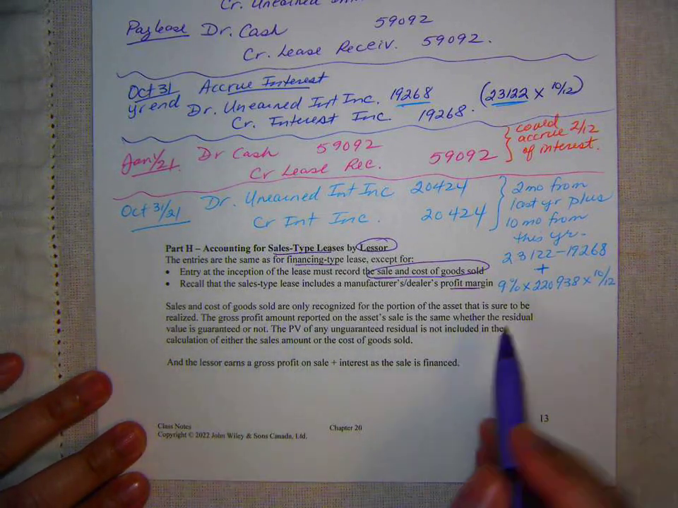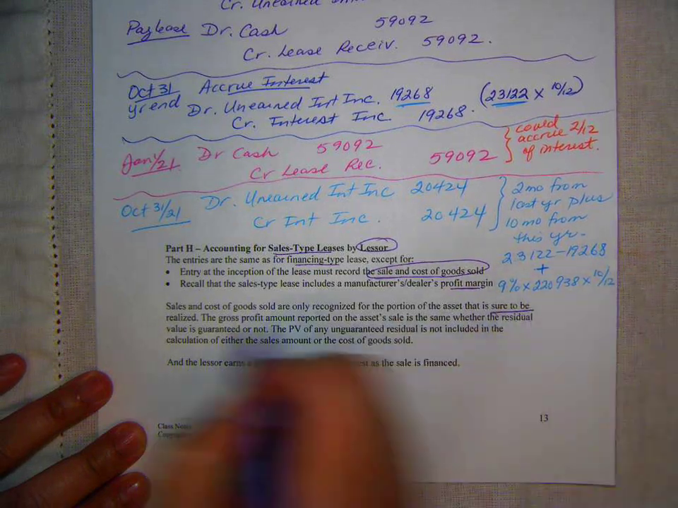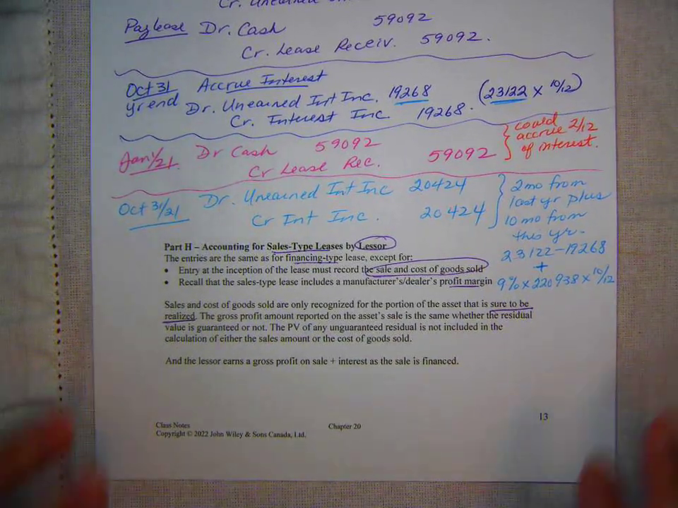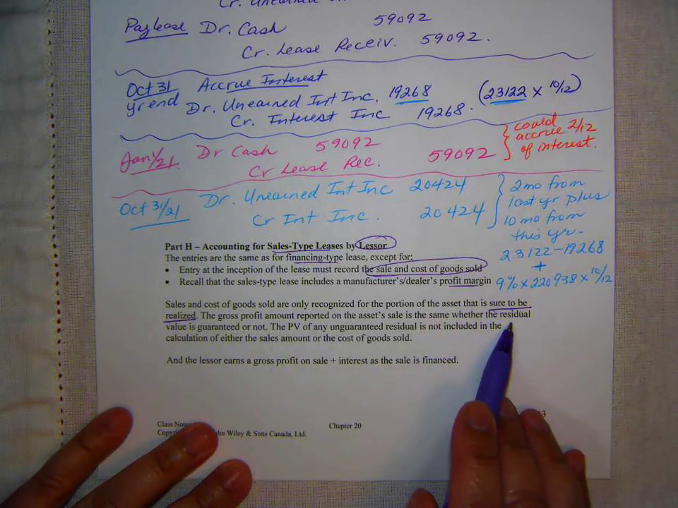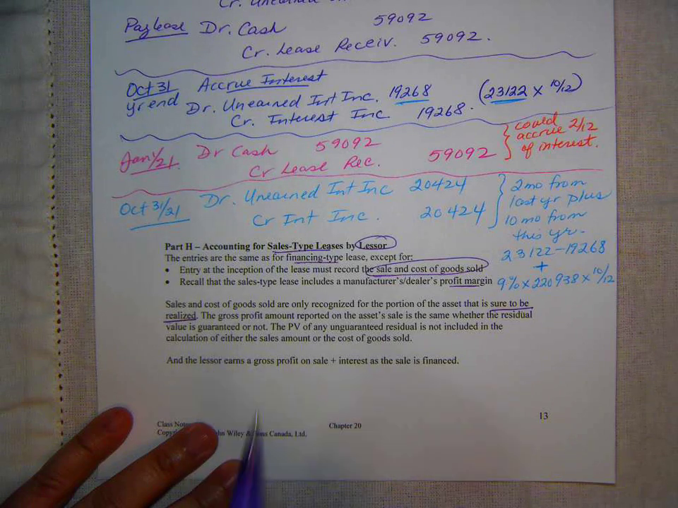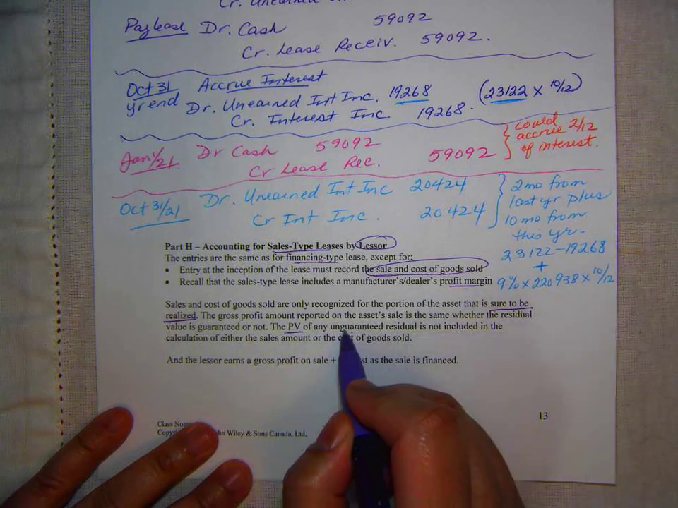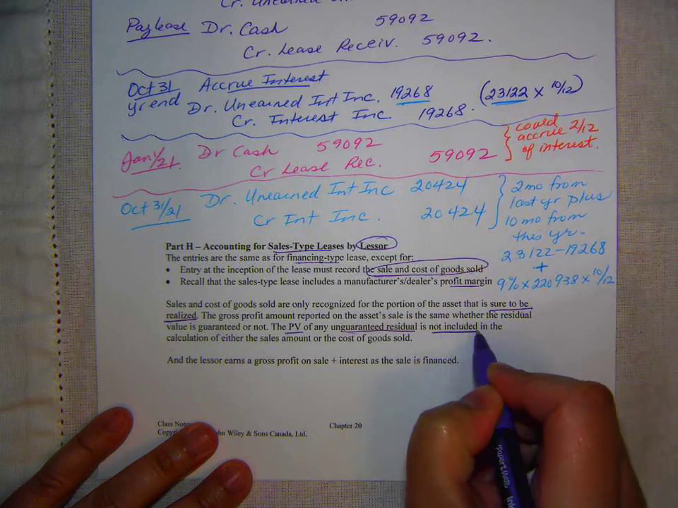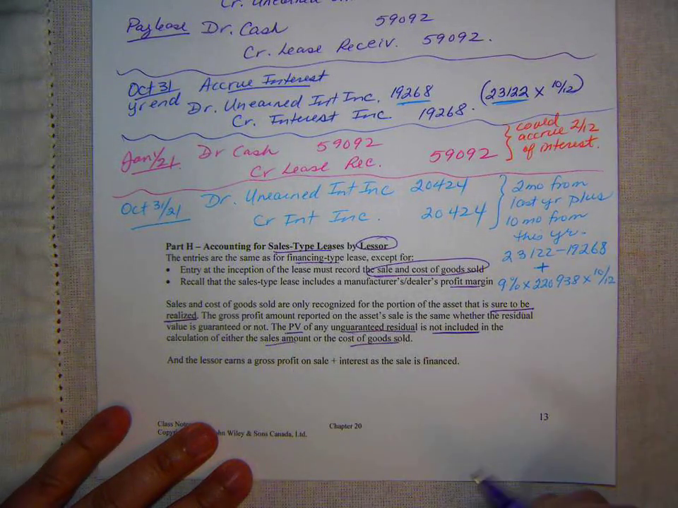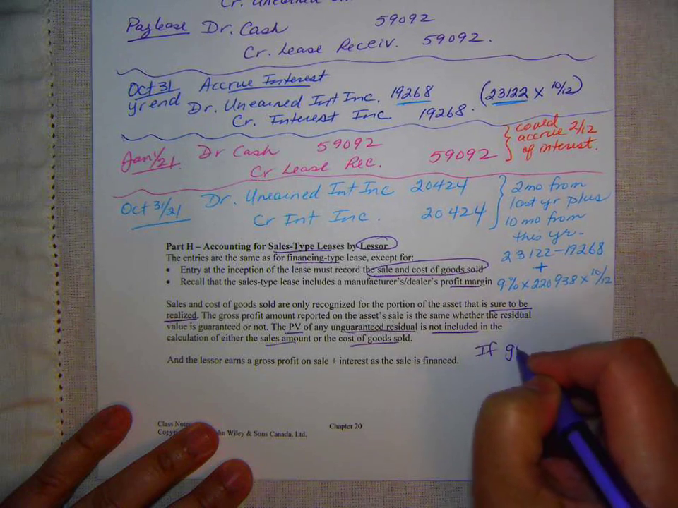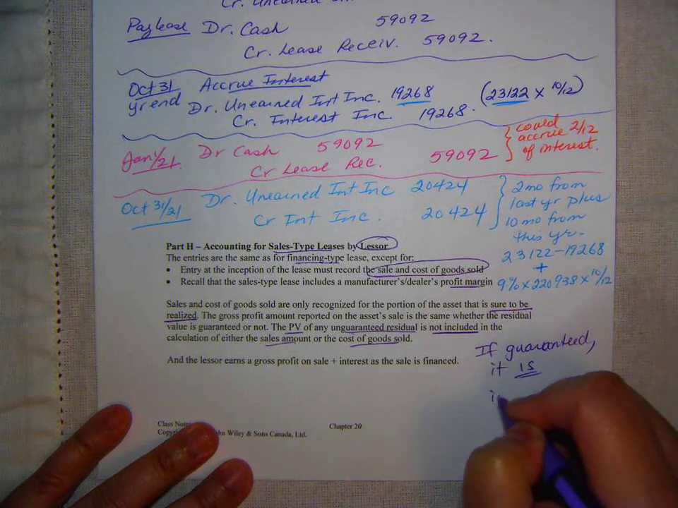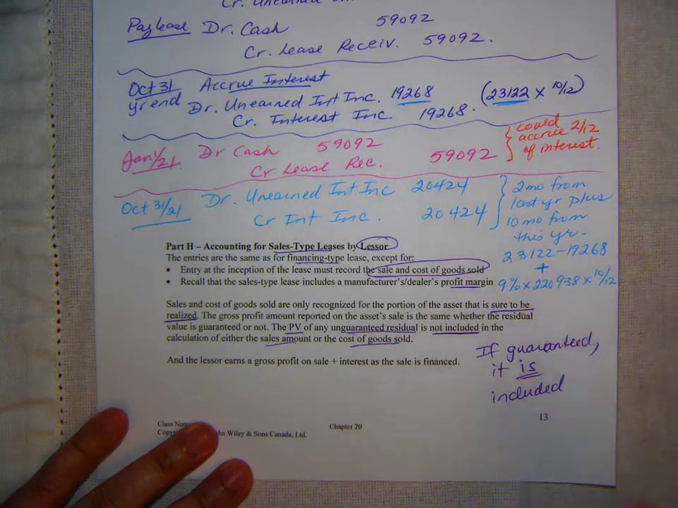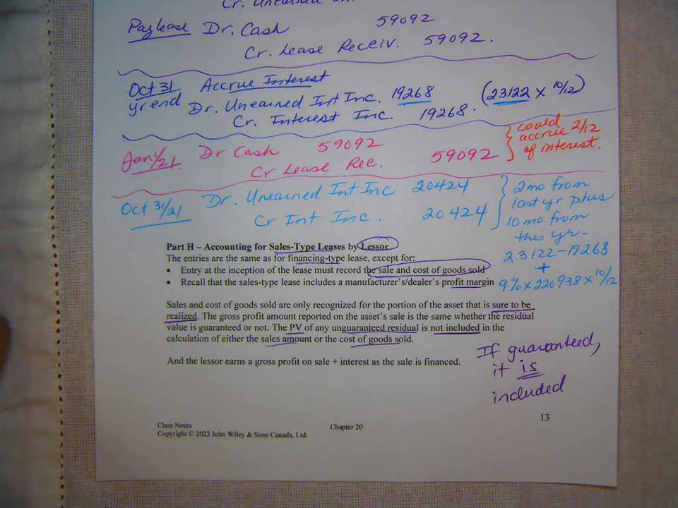And they're only recognized for the portion of the asset that's sure to be realized. So, the gross profit on the asset sale is the same whether residual value is guaranteed, but the present value of unguaranteed residual is not included in either sales or cost of goods sold. If guaranteed, it is included. And we'll do an example. So on page 14, we're going to do example 5.